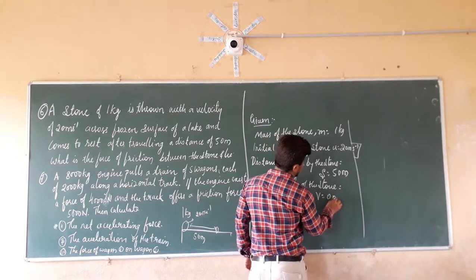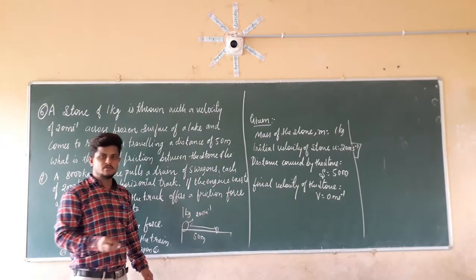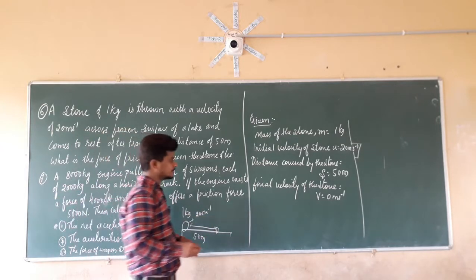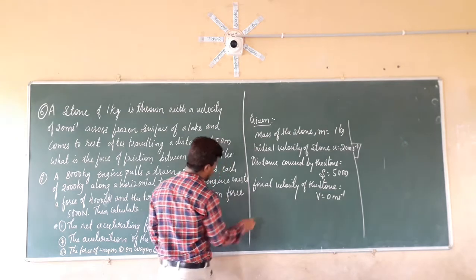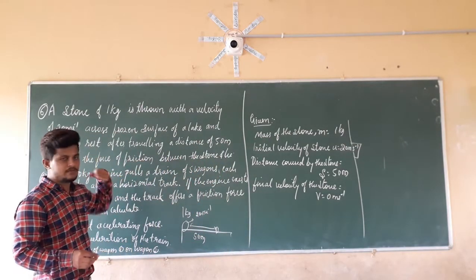Final velocity equal to 0 meter per second. So what do we have to calculate here? We have to calculate the magnitude of the frictional force. The force of friction between the stone and ice is what we have to calculate.